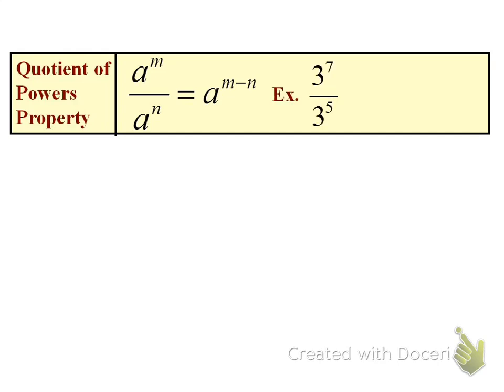Looking at it with actual numbers, 3 to the 7th divided by 3 to the 5th is like 3 to the 7 minus 5, 3 to the 2nd, which of course is 9, but like I said earlier, we're not really evaluating them here, we're just looking at how the exponents are affected by these rules.